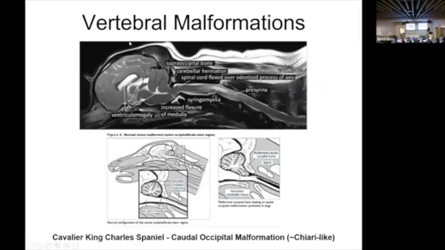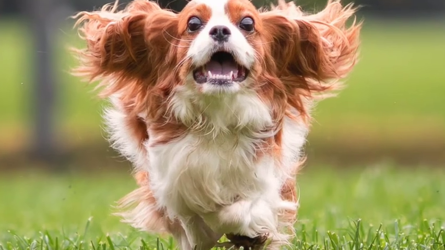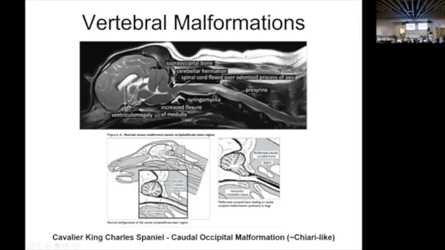Okay, and one more. This is the flavor that we see in Cavalier King Charles Spaniels. It's caudal occipital malformation, where you actually have malformation of the back of the skull where it articulates with the first cervical vertebra. This is very similar to a human condition called Chiari syndrome, so we call this Chiari-like. I don't know that we see this in other animals. Because of this malformation, you get a spectrum of lesions that results in coning of the cerebellum and herniation out of this abnormally shaped foramen magnum.